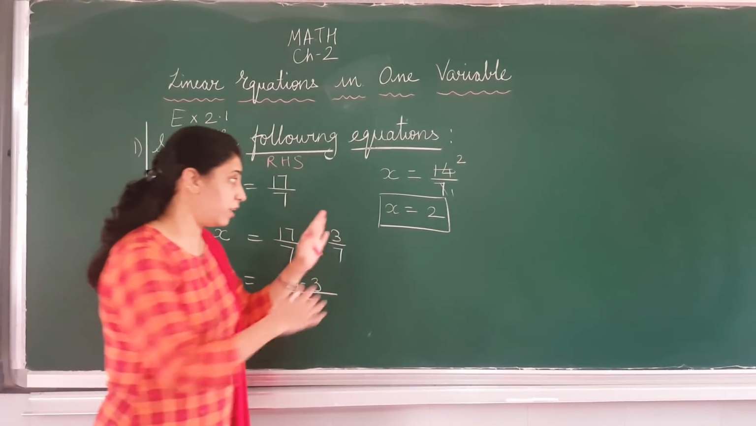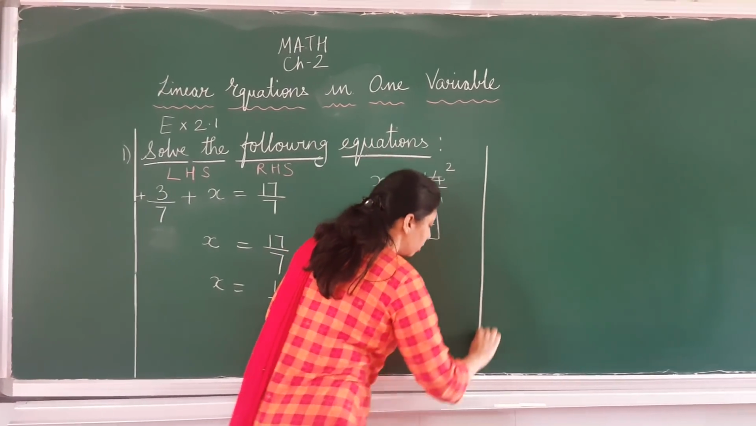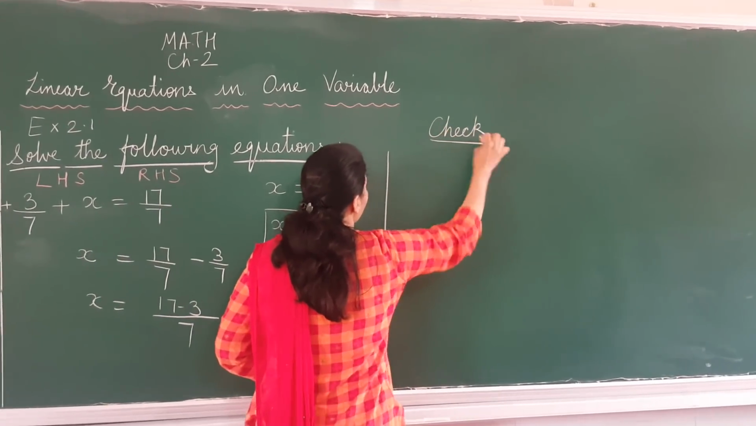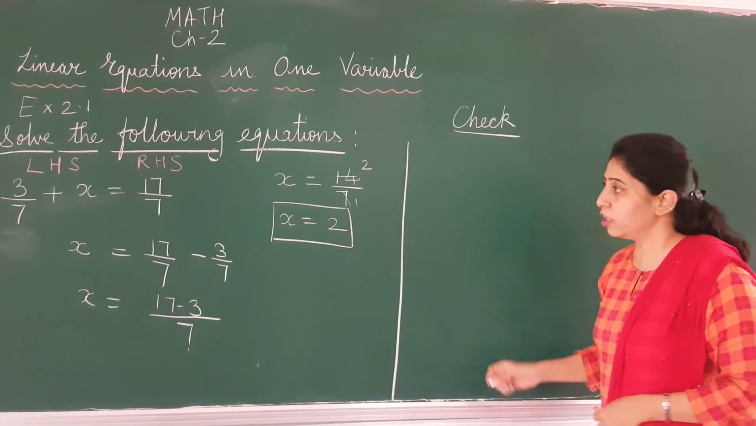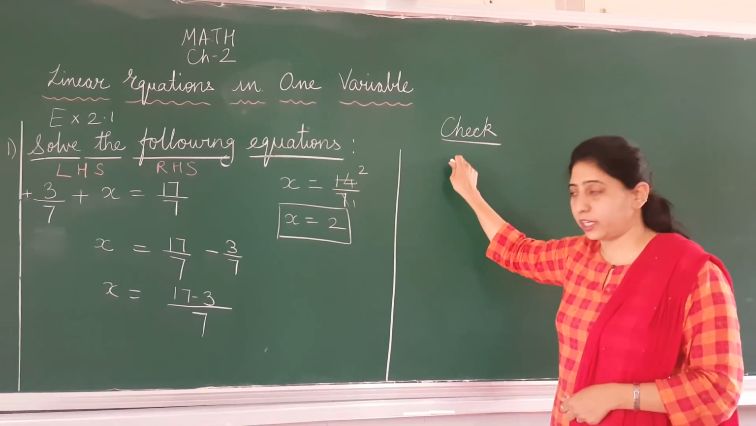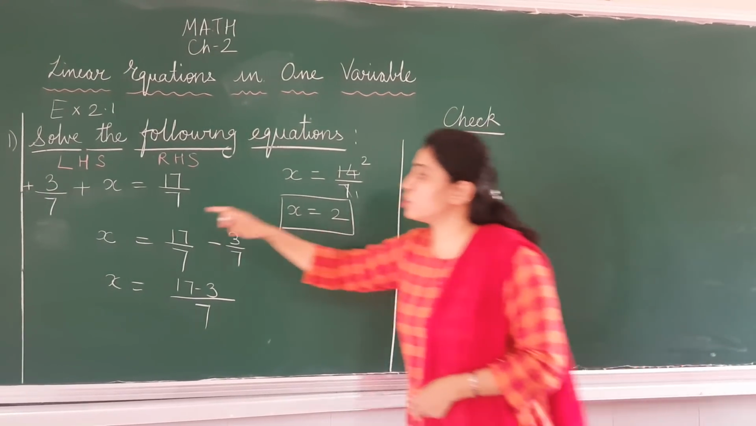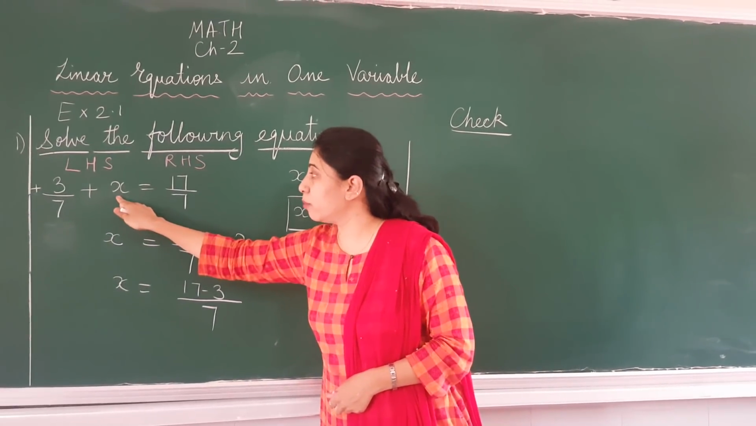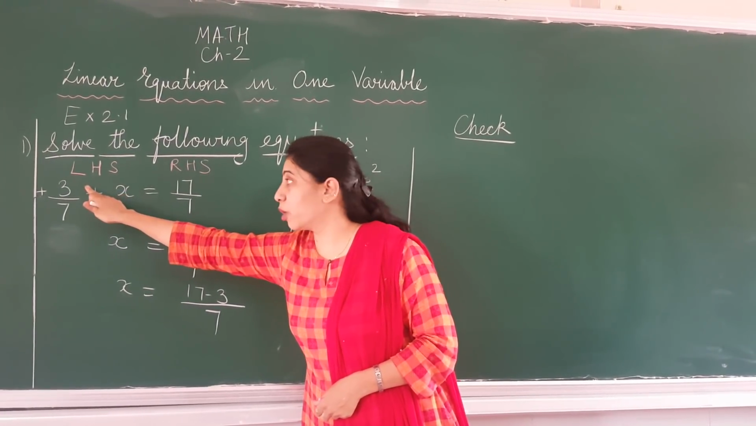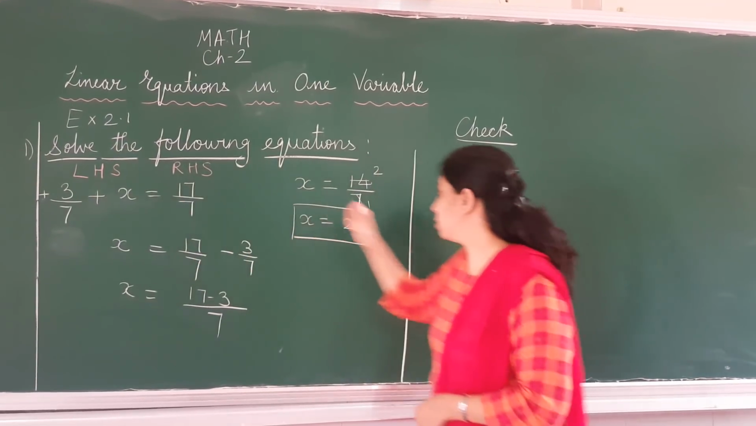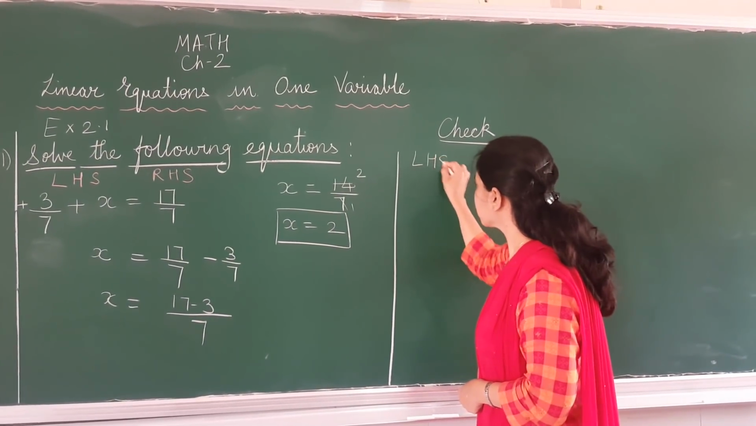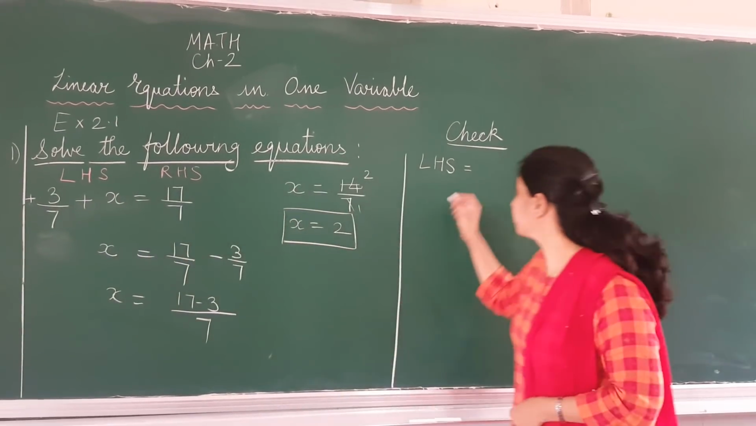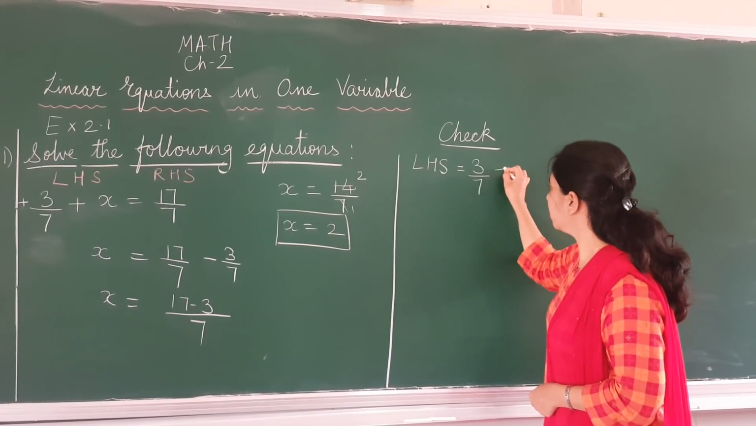Now we will verify whether this answer is right or not. So how are we going to verify? Check. Every time whenever you solve the sum, you have to check the answer. Whenever you are verifying, always check which side you have to take. Now where is the variable? The variable is on the left hand side. So you are going to take the left hand side. Your left hand side is 3 upon 7 plus x.